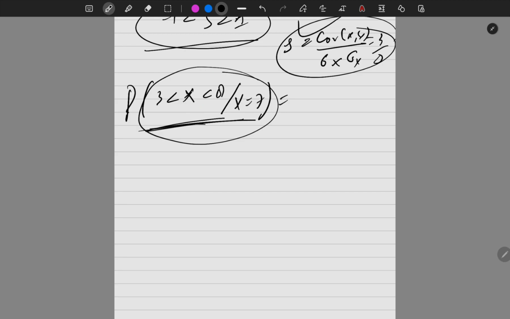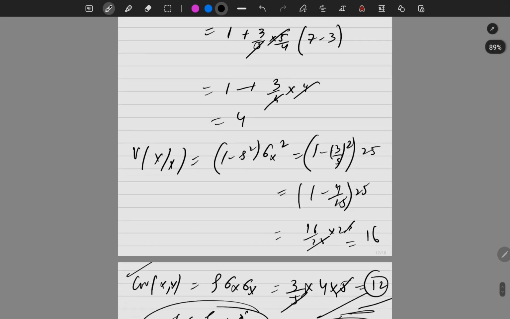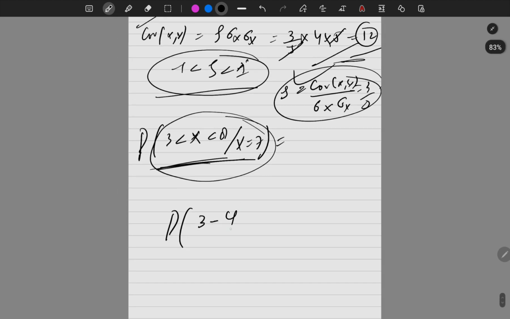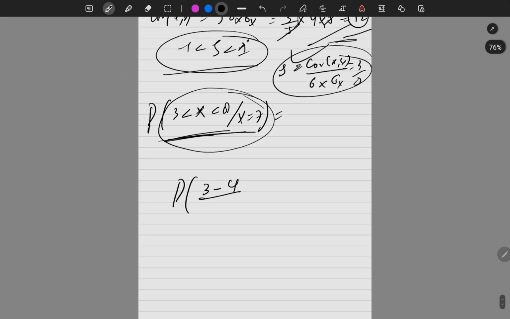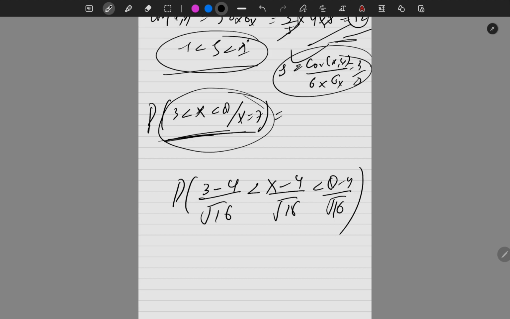As you know this is conditional, right? So here what will we do? See, probability 3 minus what is the conditional expectation, that is 4, we have already calculated that, that is 4. 3 minus 4 divided by what is conditional variance, that is 16, so under root of 16, less than x minus 4 upon under root 16, 8 minus 4 upon under root 16. Here you have to keep one thing in mind: you do nothing with this. When you have found the conditional expectation and then the conditional variance, you will work only on this term; ignore this, okay?